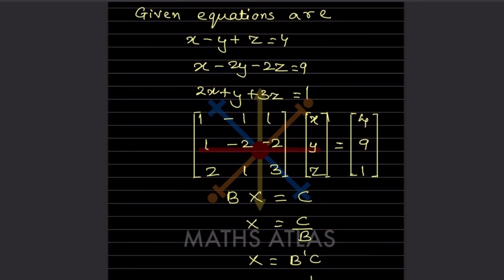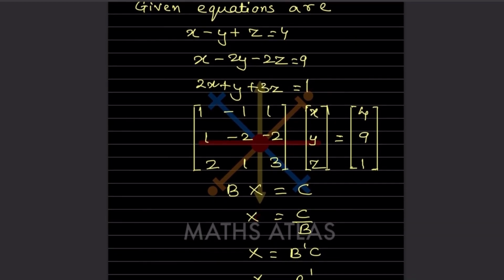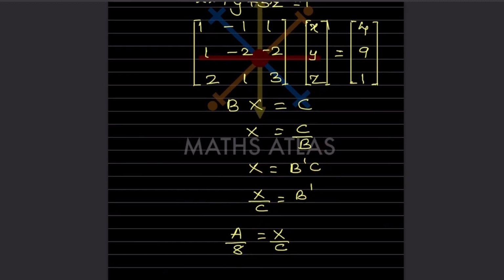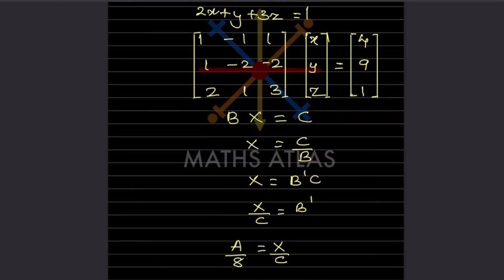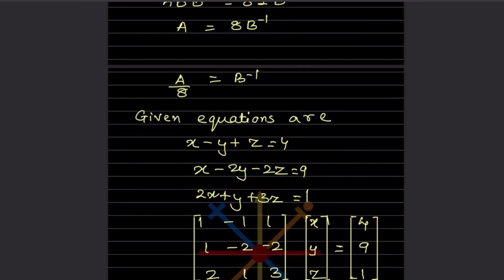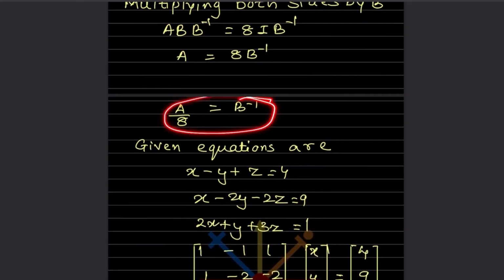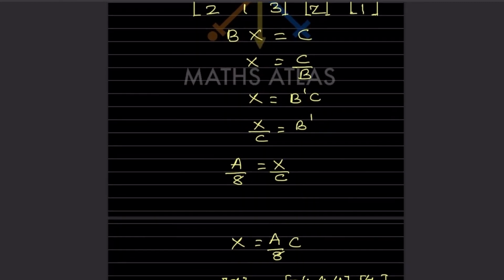So we have bx is equal to c. So x value will be c divided by b. This is nothing but when we take b to the other side, in the numerator, that will be b inverse of c. So we can write here x is equal to b inverse c. So what we got here, b inverse we already got over here. B inverse is what? A by 8. Okay. So in place of B inverse, we wrote A by 8.